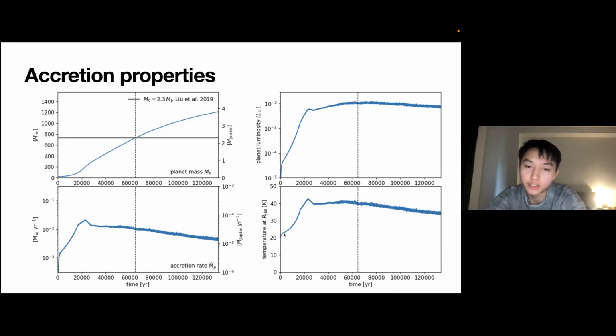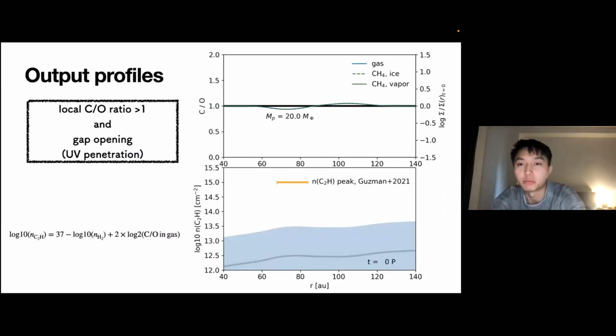So as you can see here, without planets, it's only 20 Kelvin at the disk location, but with the planet accreting, it's elevating the temperature to about 40 Kelvin. That's qualitatively different for methane to sublimate.